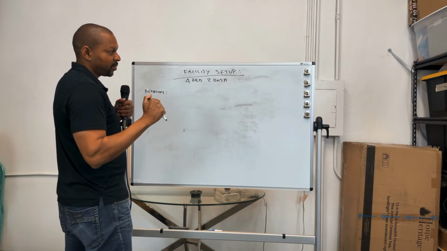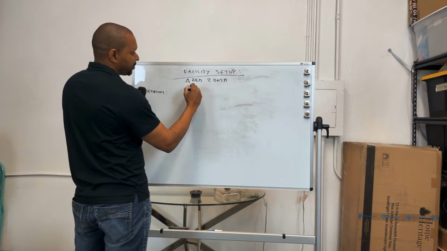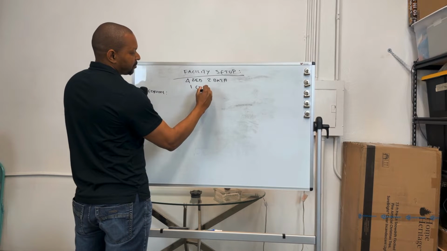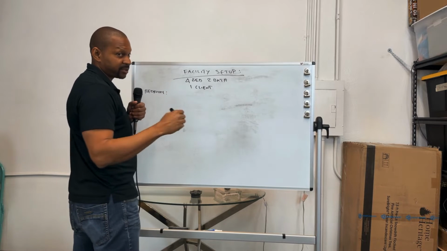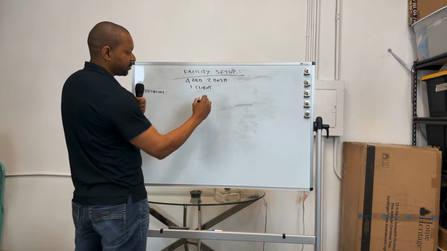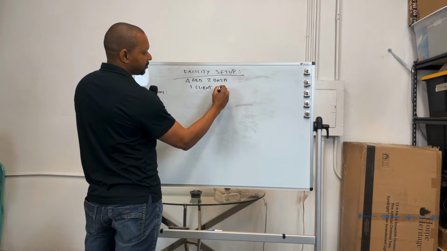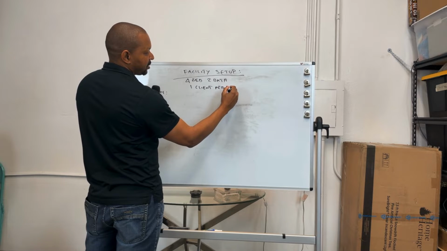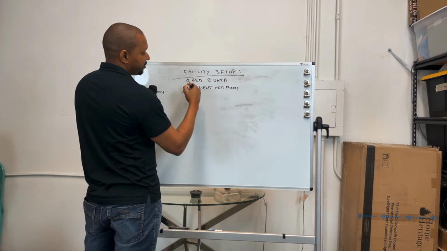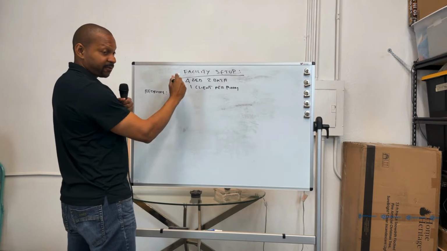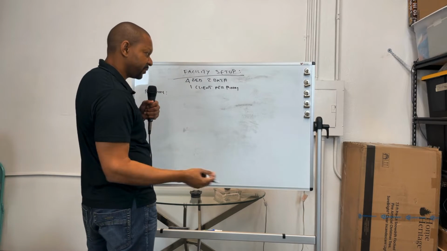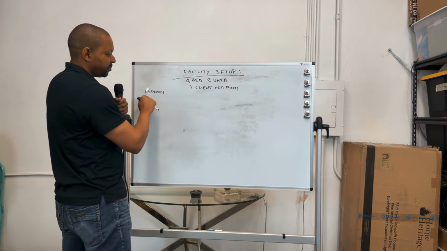So let's do 1 client per room, because that's what a lot of agencies want now. They only want 1 client per room. So that means if you have a 4-bedroom, you're taking 4 clients. You have a 3-bedroom, you're taking 3 clients, and so on and so forth. So let's set up a bedroom.